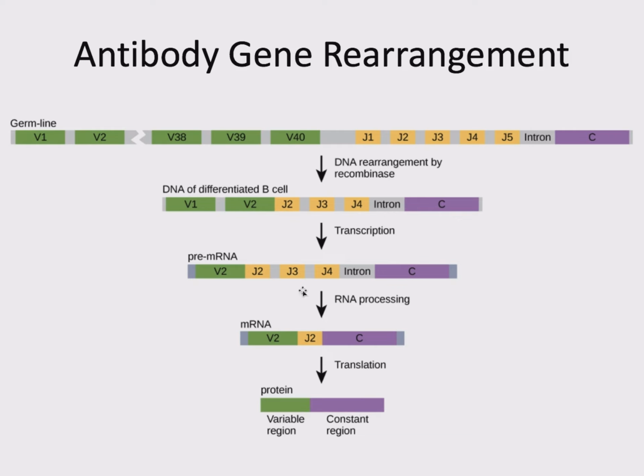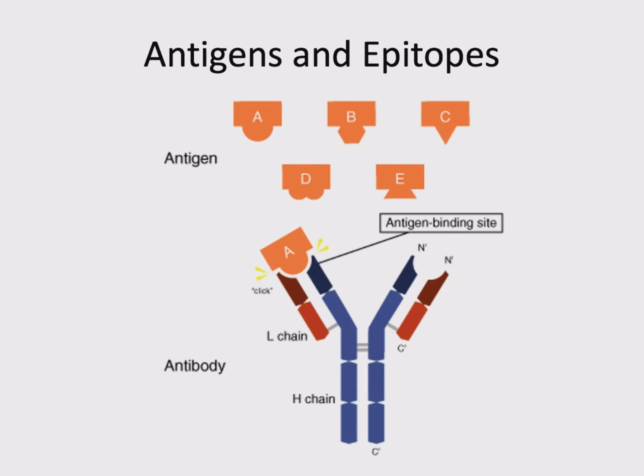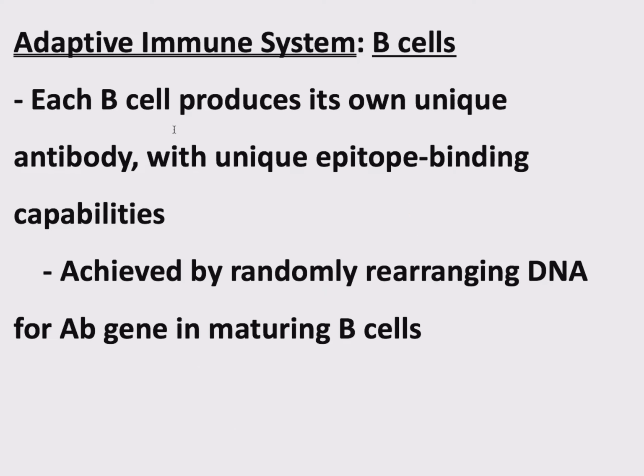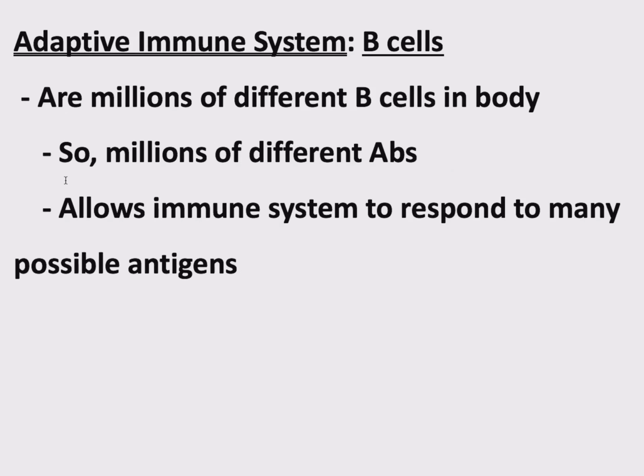Every single B cell in the body is going through this process of random gene rearrangement in order to create a unique, randomly generated antibody that binds to some unique epitope of an antigen out there. So again, each B cell makes its own unique antibody. This is achieved by randomly rearranging the DNA for the antibody gene in maturing B cells. So, as I've been saying, this means there are millions of different B cells in the body, so there are millions of different antibodies. This allows the immune system to respond to many possible antigens.